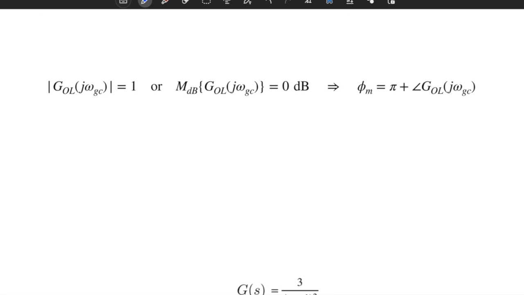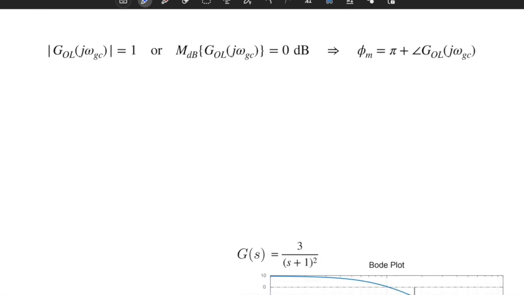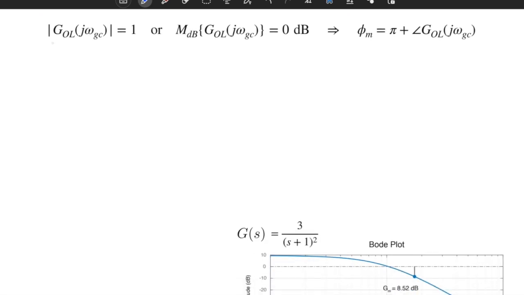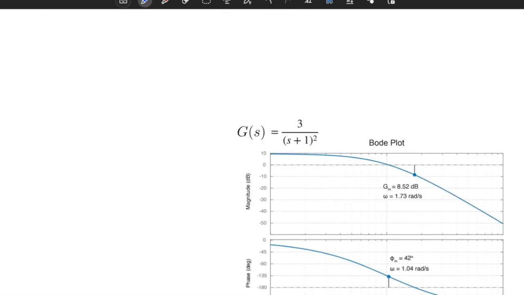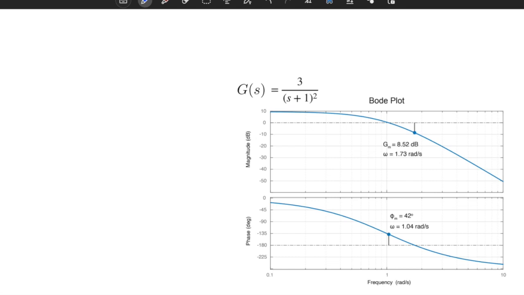So let's go back to our original problem. This is the same thing. This is the gain crossover frequency. You can compute it directly using the Cartesian units. In decibel units, it corresponds to the point where my magnitude plot crosses the 0 dB line, and my phase crossover frequency is this. So what I do is the same thing.